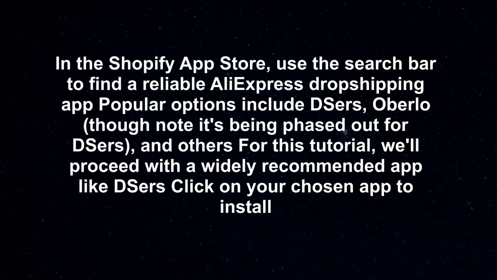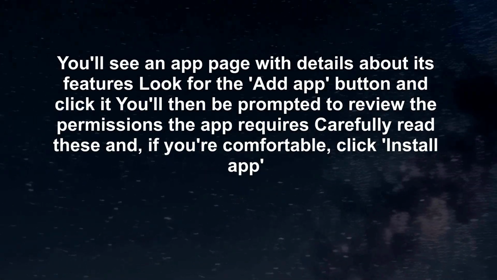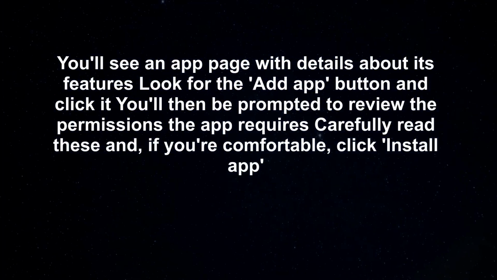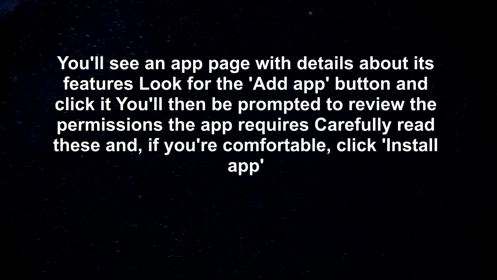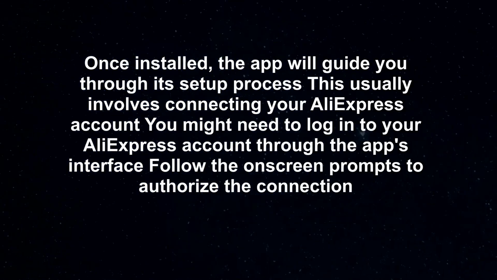Click on your chosen app to install. You'll see an app page with details about its features. Look for the Add App button and click it. You'll then be prompted to review the permissions the app requires. Carefully read these and, if you're comfortable, click Install App. Once installed, the app will guide you through its setup process.